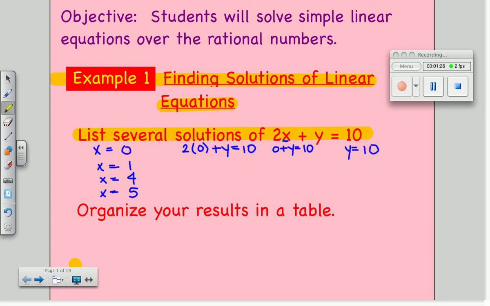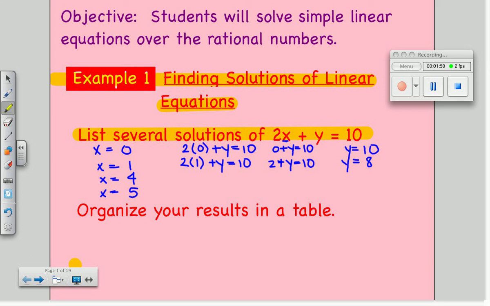Now, what about when x is 1? So 2 times 1 plus y equals 10. What's 2 times 1? 2. 2 plus y equals 10. What number do I add to 2 to get 10? I add 8. So I know y has to equal 8 because 2 plus 8 is 10.